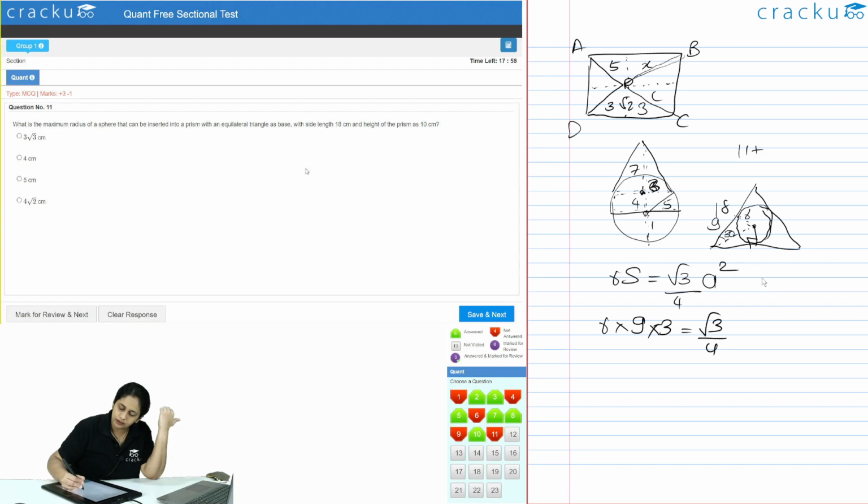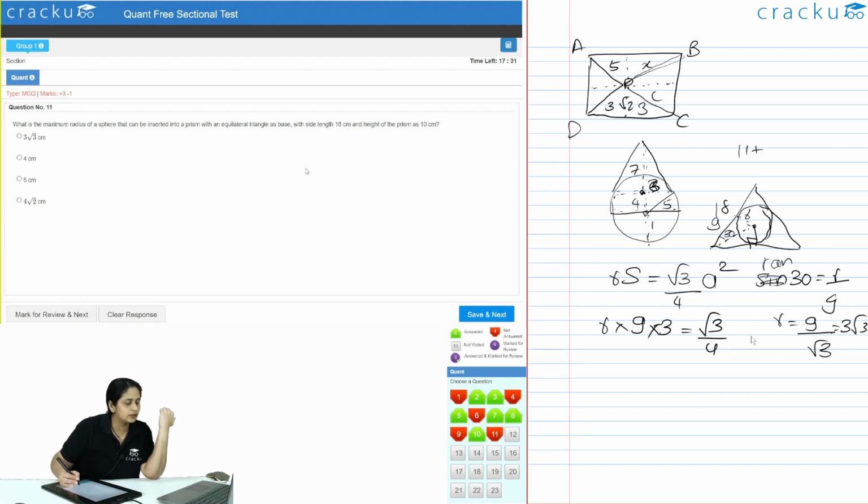So tan 30 is R by 9. So R is equal to 9 by root 3, that is 3 root 3. So the inradius will be equal to 3 root 3. This is 30 degrees. Yeah, 3 root 3, so 3 root 3 is the inradius.